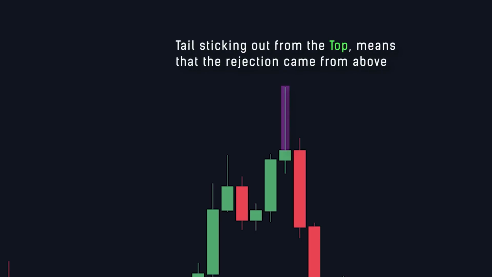Similarly, if the tail is sticking out from the top, it means that the rejection came from above, and that the momentum is going downwards. Which is why, even though this is a green candle, it is still considered as a bearish pin bar.